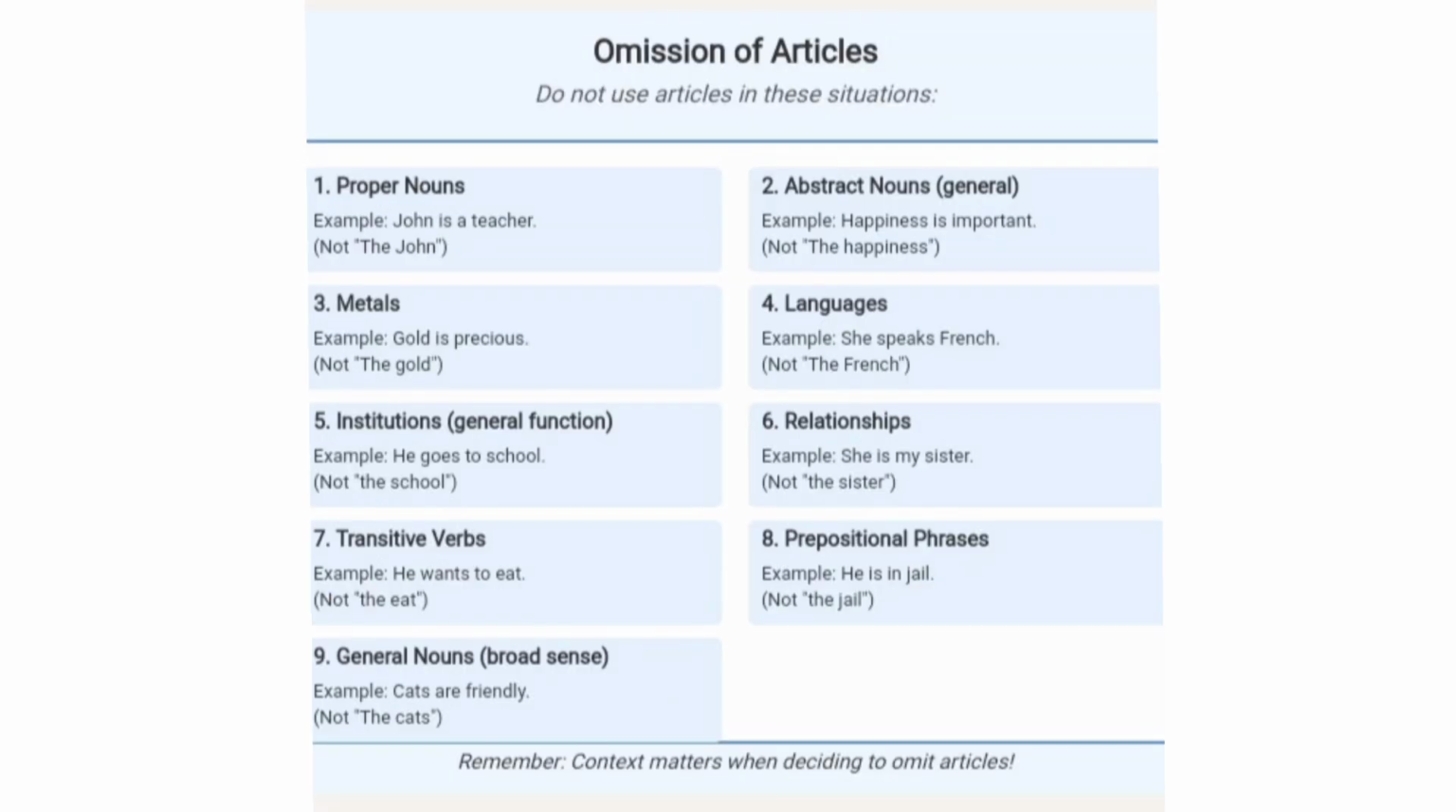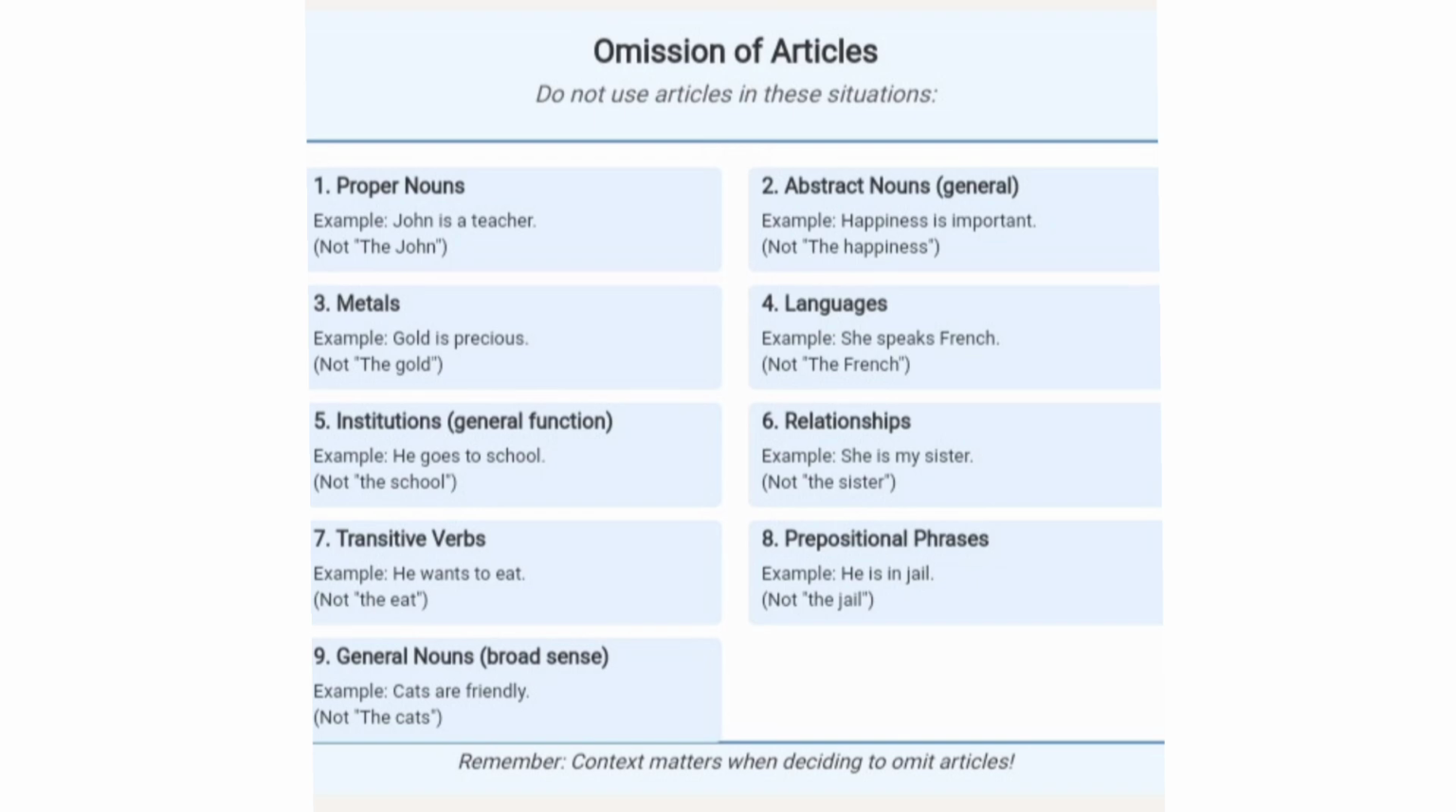Next we are going to discuss the omission of articles. Articles are not used in the following situations. Do not use articles before proper nouns or names of people. For example, John is a teacher. We should not say "the John."